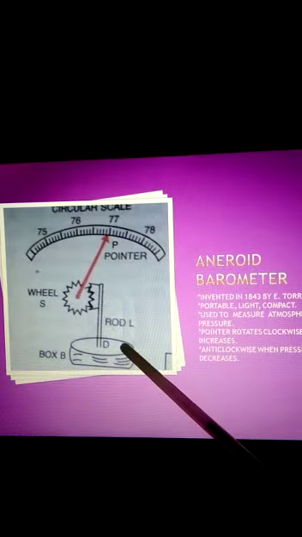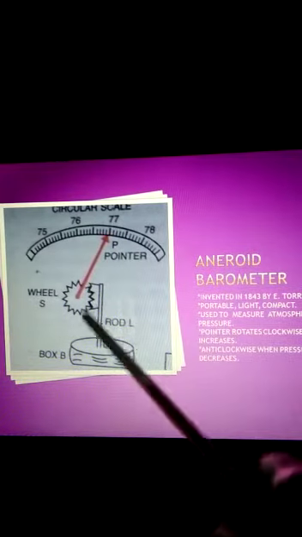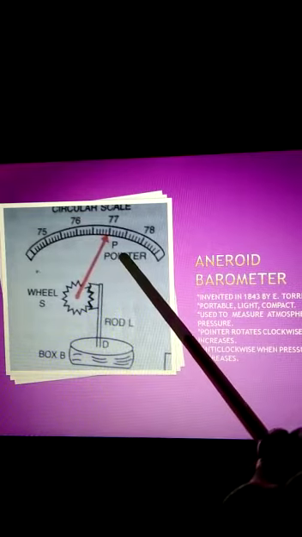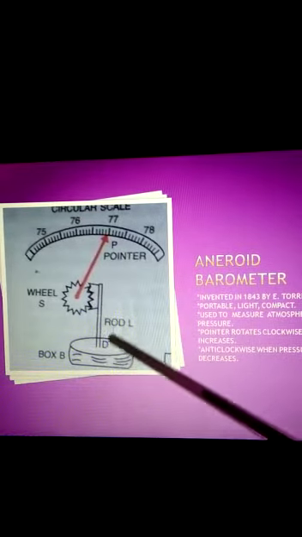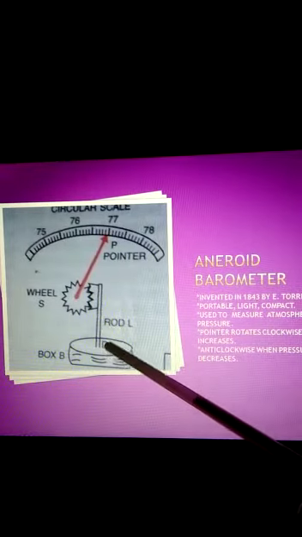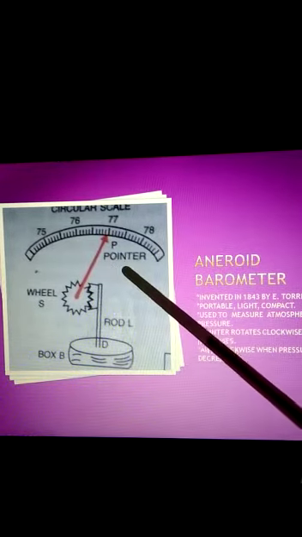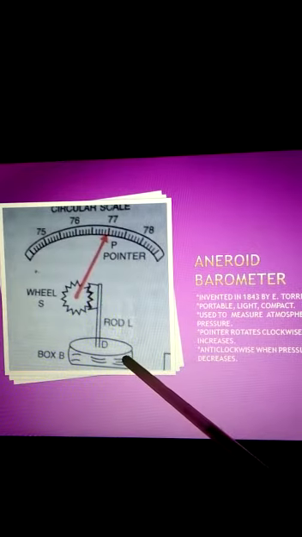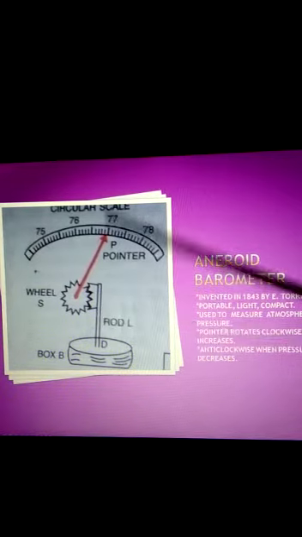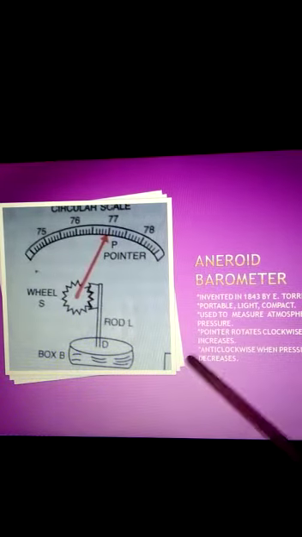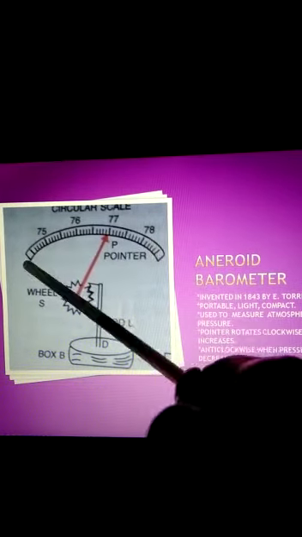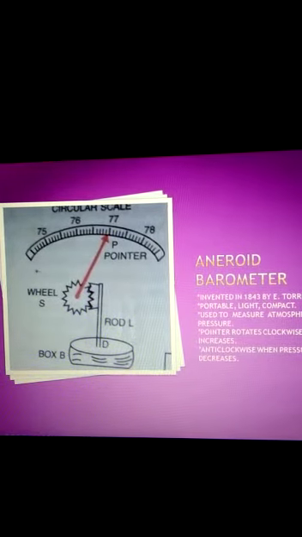What will happen when the atmospheric pressure increases on it? The stretchable membrane goes down, and the pointer rotates in the clockwise direction. And when the pressure decreases, the membrane will go up, relax, and the pointer will move in the anti-clockwise direction. Thus, we can measure the atmospheric pressure using the circular scale.